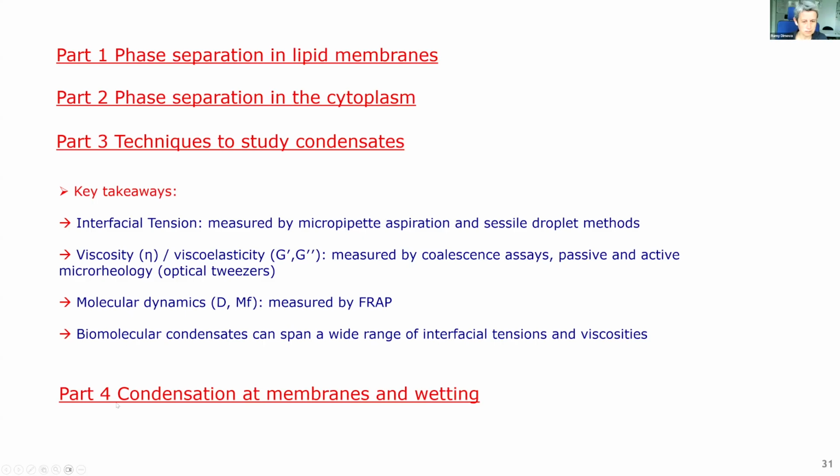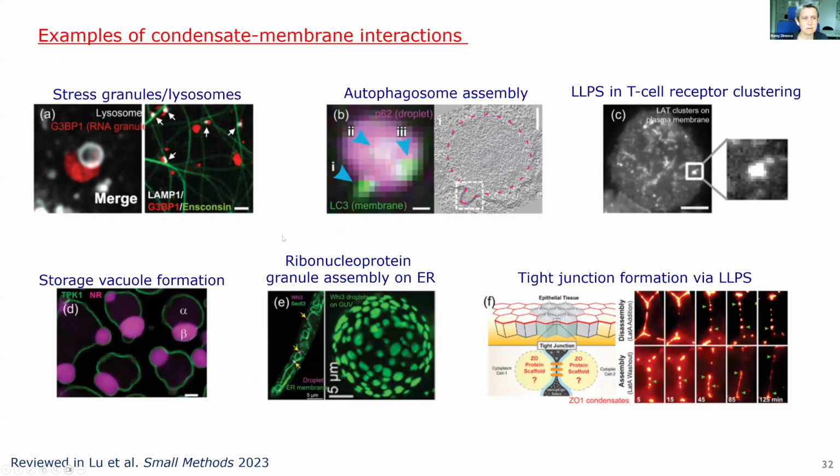And now I come to the last part, which is condensates at membranes and wetting. And this is something that my group has been working on in the last few years, and we're very excited about that. To start with, here are some examples in cellular systems where condensates are interacting with membranes, like stress granules interacting with lysosomes, storage vacuoles interacting with the membrane of the vacuole, etc. Also tight junctions. This is in this nice review by this group here in Small Methods.